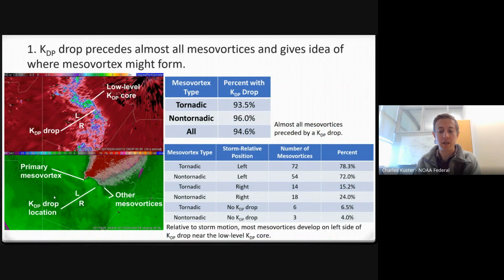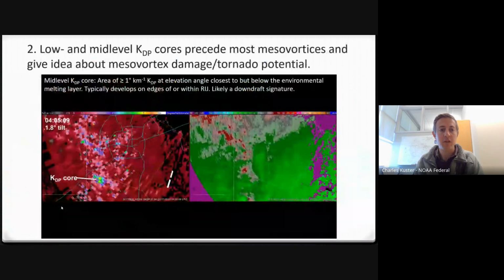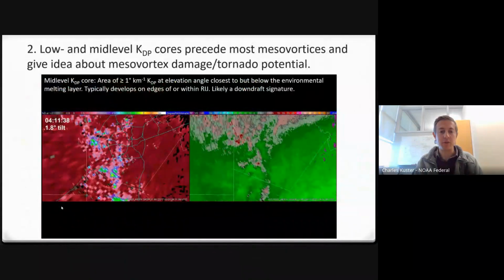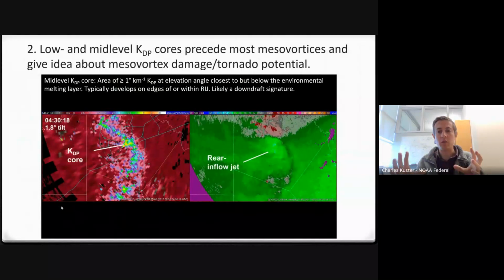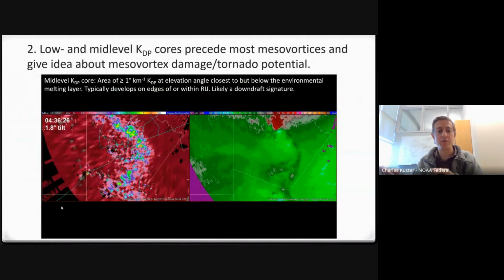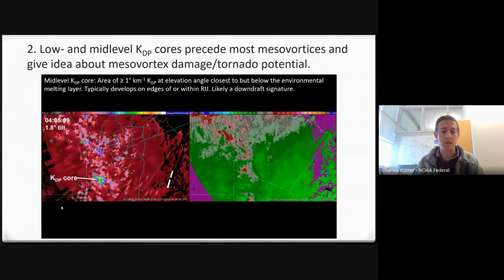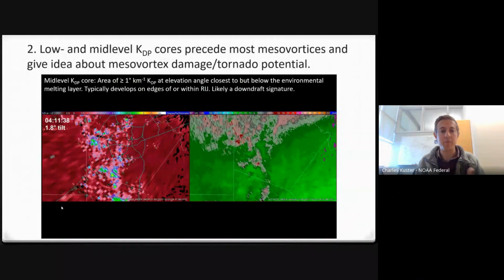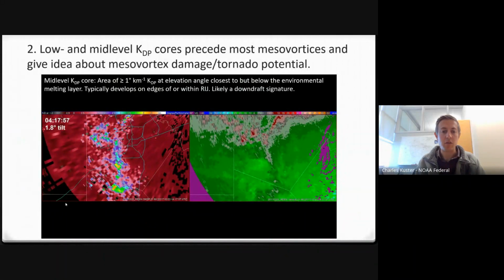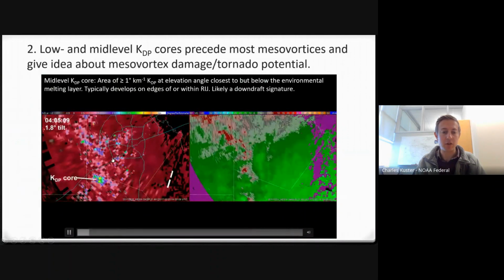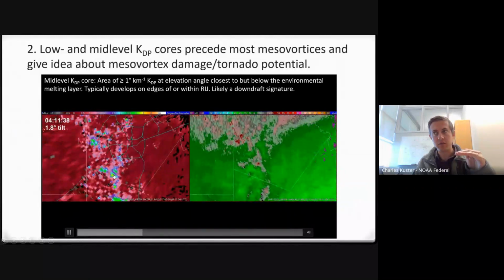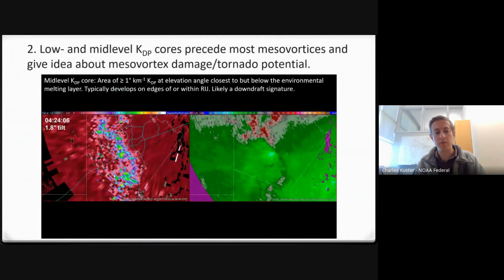So moving on from the KDP drops, we have another signature in KDP, which is a KDP core. We looked at these cores at two different heights. This animation is showing an example of a mid-level KDP core. Basically, it's just an area of enhanced KDP, typically 1 or higher, and we're looking at the elevation angle either at or below the melting layer.